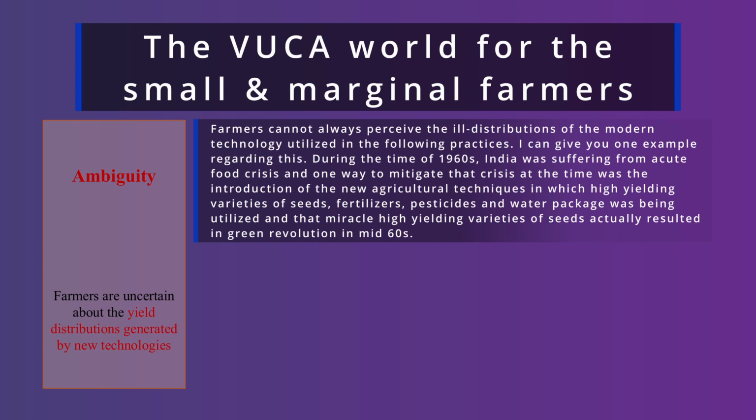I can give you one example regarding this. During the 1960s, India was suffering from an acute food crisis. And one way to mitigate that crisis at that time was the introduction of new agricultural techniques in which high-yielding varieties of seeds, fertilizers, pesticides, and a water package were utilized, and those miracle high-yielding varieties of seeds resulted in the green revolution in the mid-60s.